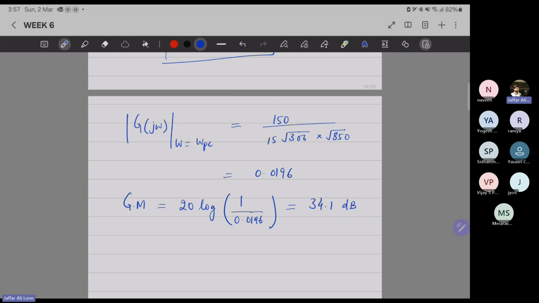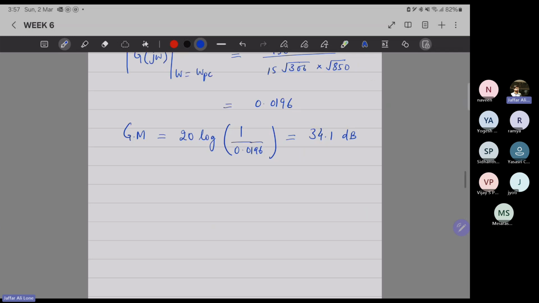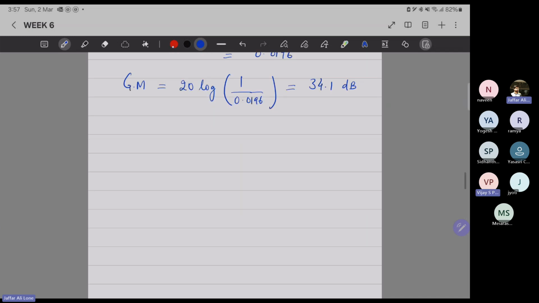So basically, whenever you have to find the gain margin, you first have to understand that the gain margin is found at the phase crossover frequency, and at the phase crossover frequency, my angle is minus 180. Making use of these two conditions, you should be able to find the phase crossover frequency and this gain margin. Now, very, very important and conceptual.